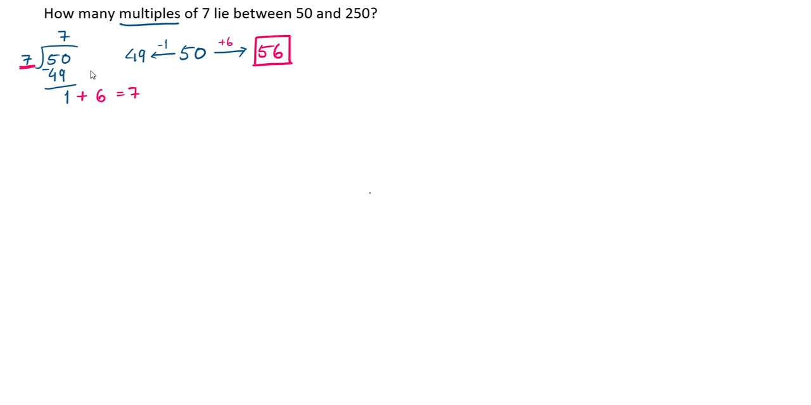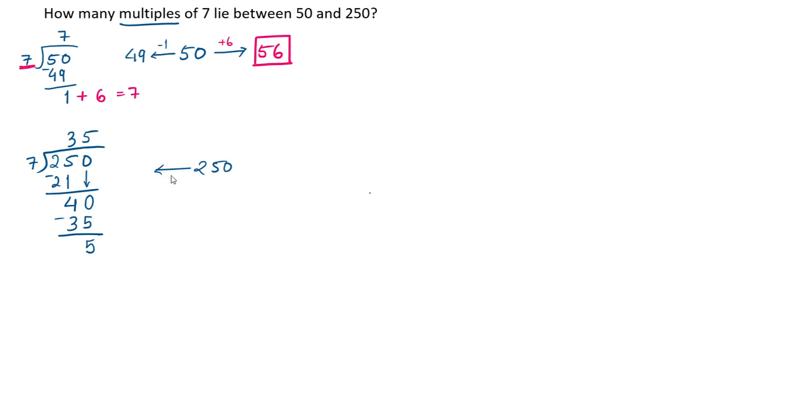Now we'll use the same concept to find a multiple which is smaller than 250, or maybe 250 is a multiple of 7. Let's check. We take 250 and divide it by 7. 7 times 3 is 21, remaining 4, then the 0 comes down, and 7 times 5 is 35. We have a remainder of 5.